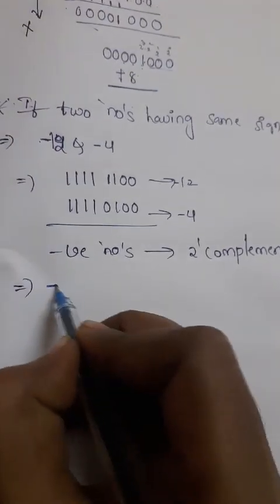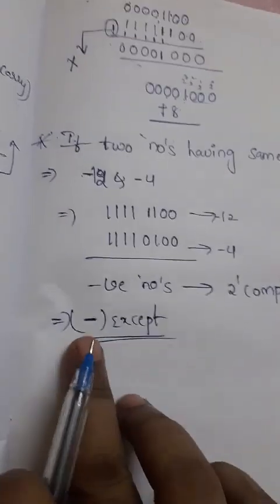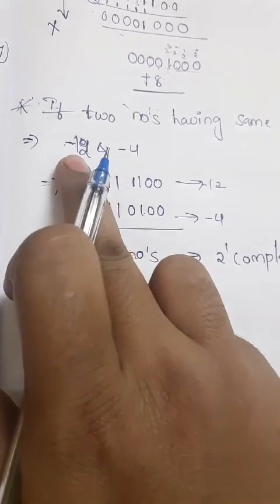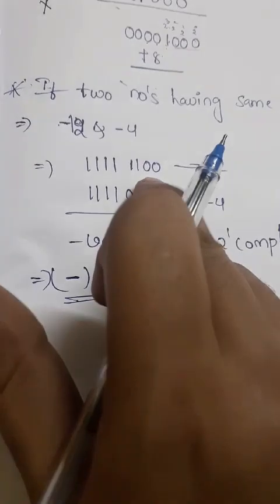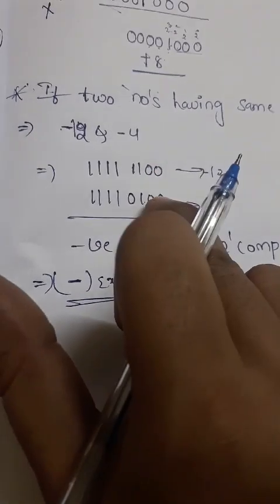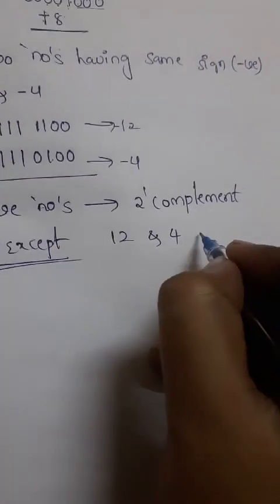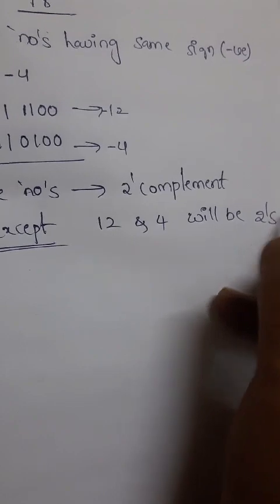So how do we convert to 2's complement? Except for the sign bit, that means except the minus sign, we need to convert the decimal numbers we have here into binary. That means 12 and 4, 1100 and 0100. Those will be converted into 2's complement.